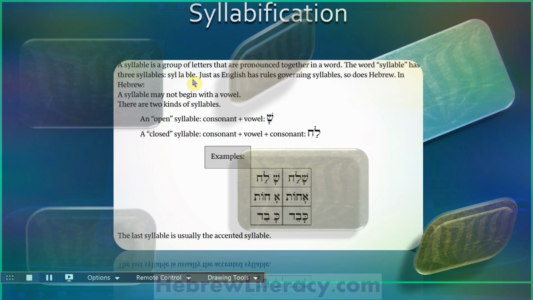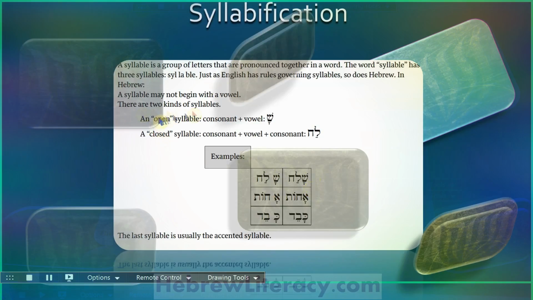Just as English has rules for how to break up syllables, Hebrew does as well. In Hebrew, with the exception of u, meaning shurik, a syllable cannot start with a vowel. So we have to have one of the letters from the alphabet, the consonants. The exception is sometimes you'll see u at the beginning of a word. That is the only exception.